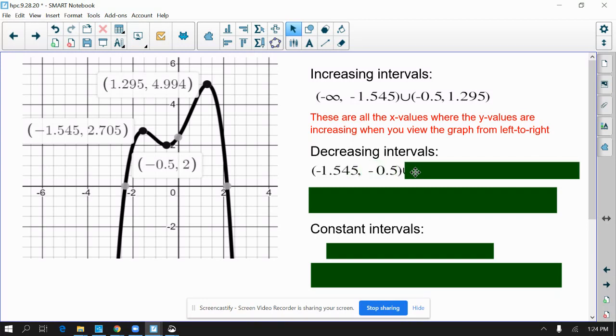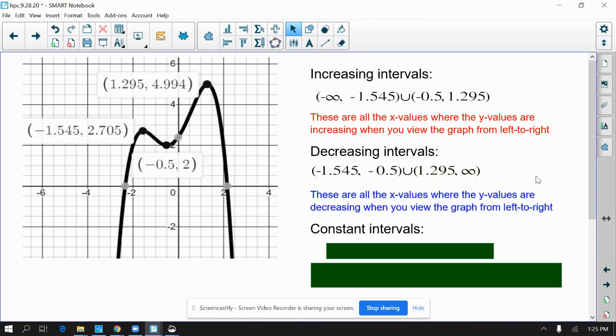So there's one interval, but then union, there's another one. This section, of course, is decreasing. So what are the x values that produce this section? Starting with the x value 1.295 and then continuing on to infinity.